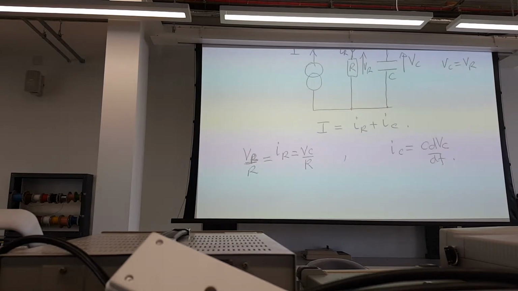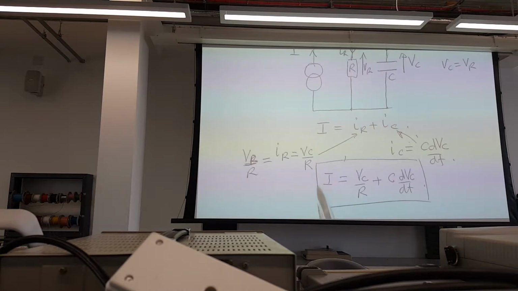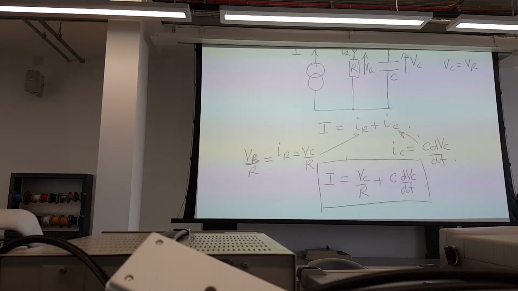Now what we've got to do is pop these in. Pop this into there, pop that into there, and so you can write that I equals VC over R plus C dVC by dt. Now, when you get an equation like this, what is it called? What form? First order differential equation. It's a first order differential equation.